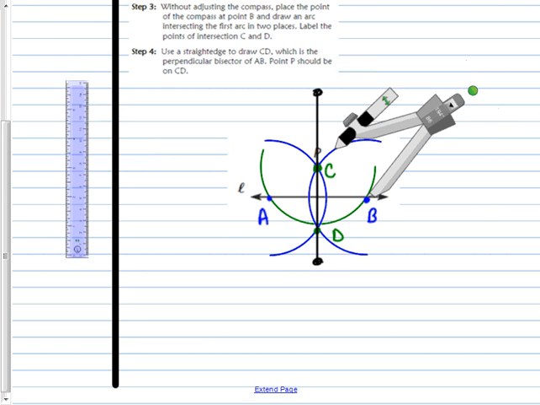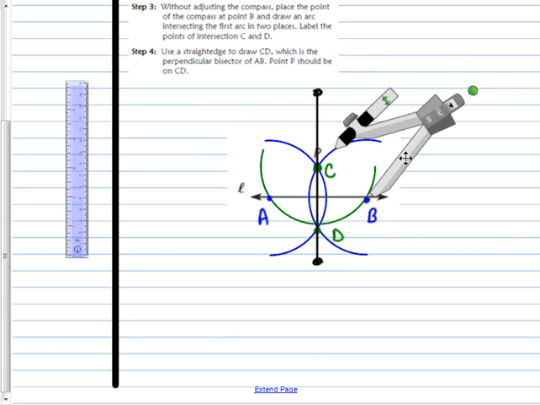Okay, and so I use my straight edge to draw the perpendicular bisector through CD, because I had a point here at C, a point here at D. I drew the bisector, and notice it went right on top of point P as well. Point P should be on the bisector, okay? You have to be super careful.